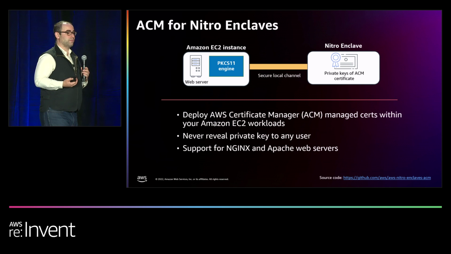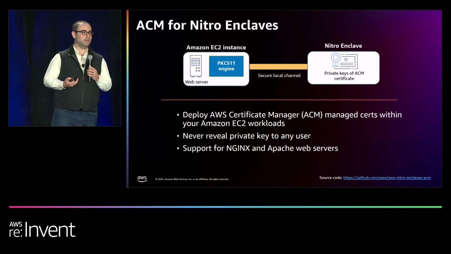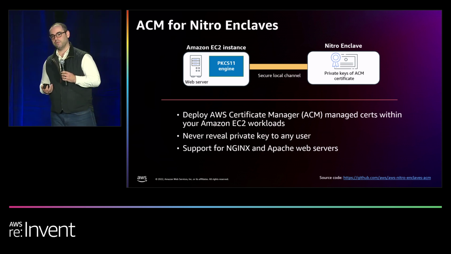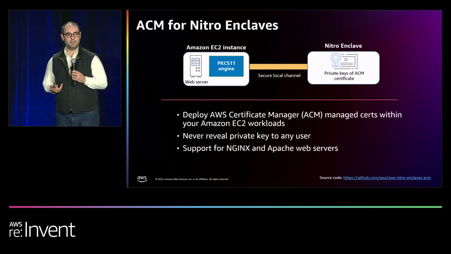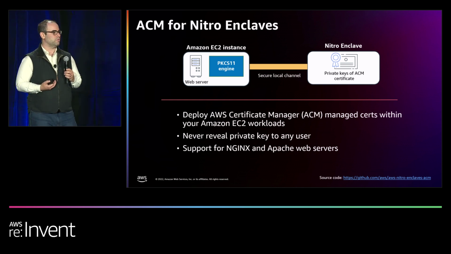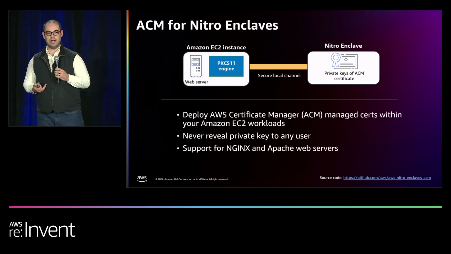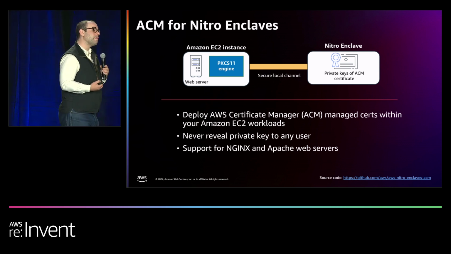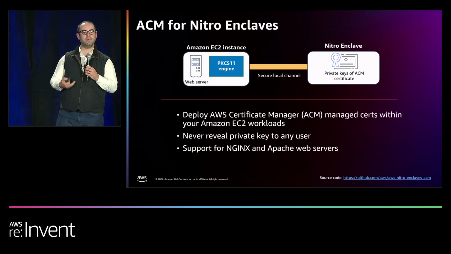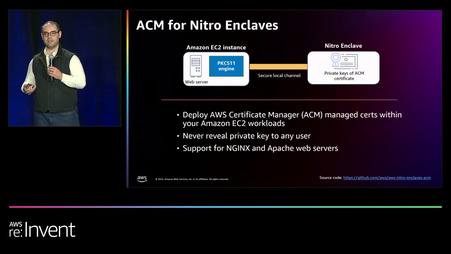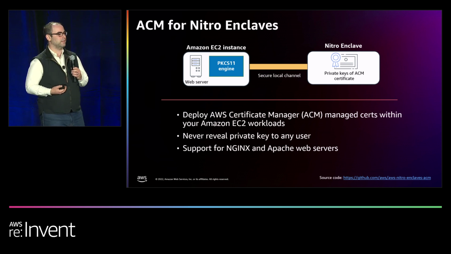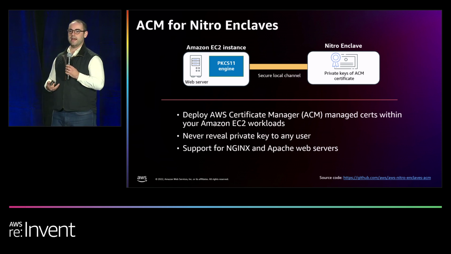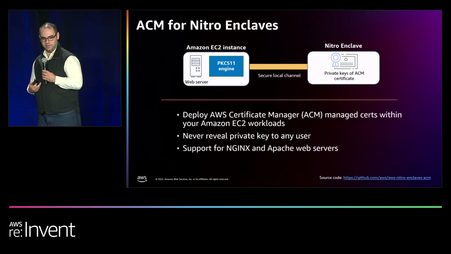Another critical integration and use case for Nitro Enclaves is actually one that is provided by AWS. So we have ACM for Nitro Enclaves, which is an integration with Amazon Certificate Manager that allows customers to use publicly trusted and managed certificates vended by Amazon Certificate Manager on their own EC2 instance without ever having access to those private keys for their certificates. This allows you to terminate TLS with a managed certificate directly on your EC2 instance using the Nginx or Apache web servers.